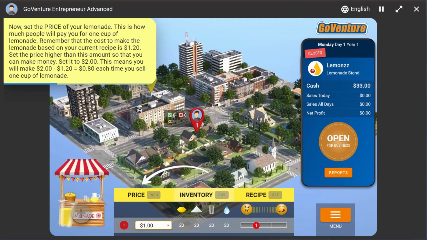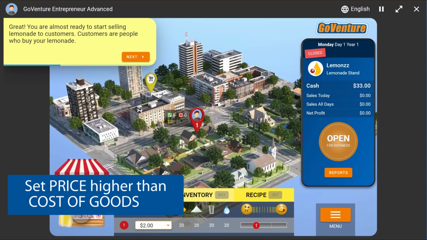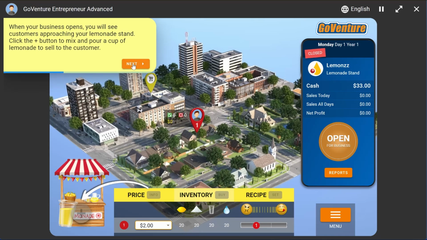Now we have to set our price. So we know it costs us $1.20 to make a cup of lemonade. Our tutorial is telling us to set our price at $2. So let's go ahead and do that. Set it to $2. So at $2, that allows us to make 80 cents in gross profit. So we're selling at $2, but it costs us $1.20 to make it. 80 cents, that's the difference between our price and the cost to make and deliver the product to the customer. Now, as we play, we'll be able to experiment and adjust these numbers, but for now, let's stick with what we have. All right, so now we're ready to open for business.